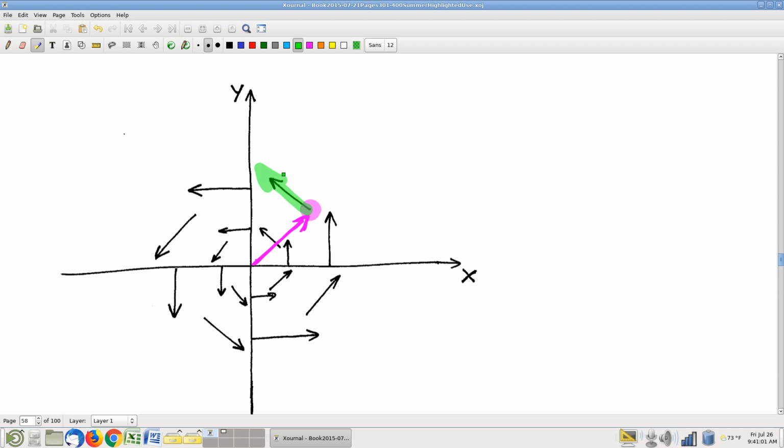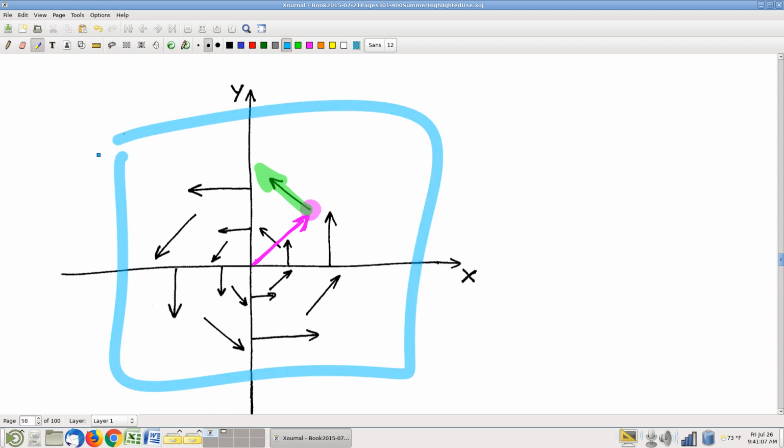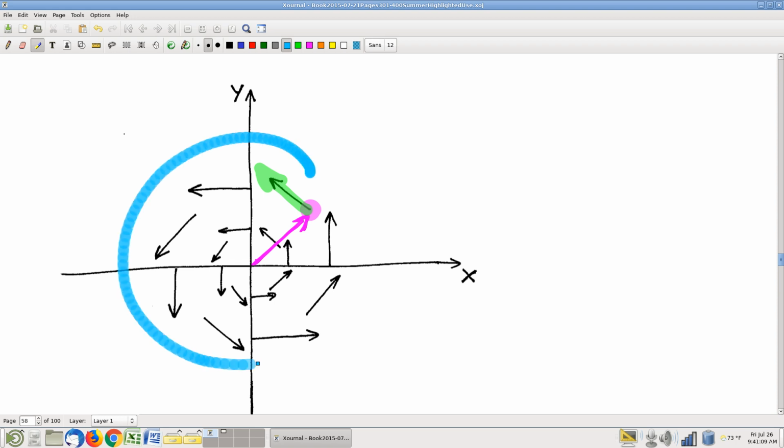And you keep doing that at a bunch of other points. It's not hard to persuade yourself you're going to get a picture that looks like this. And it's like the fluid is sort of rotating around or something. It's like a stirred pot. An example of a vector field that's somehow easier to visualize physically from a fluid's point of view than from a force's point of view.